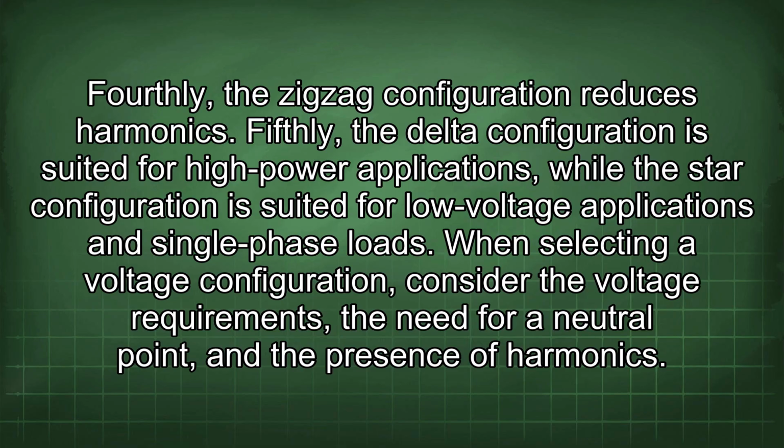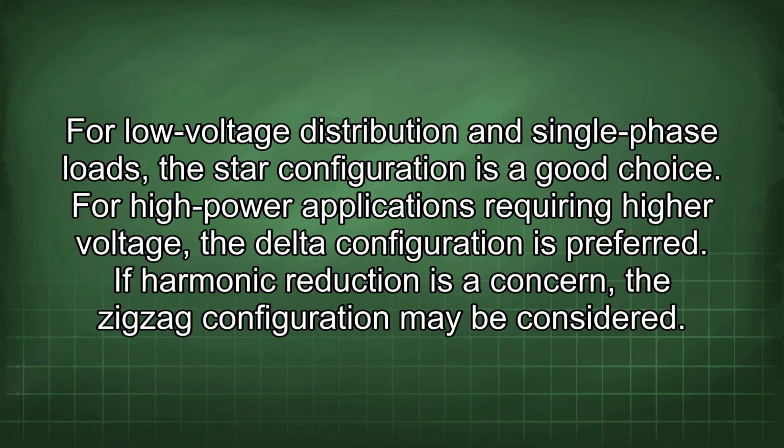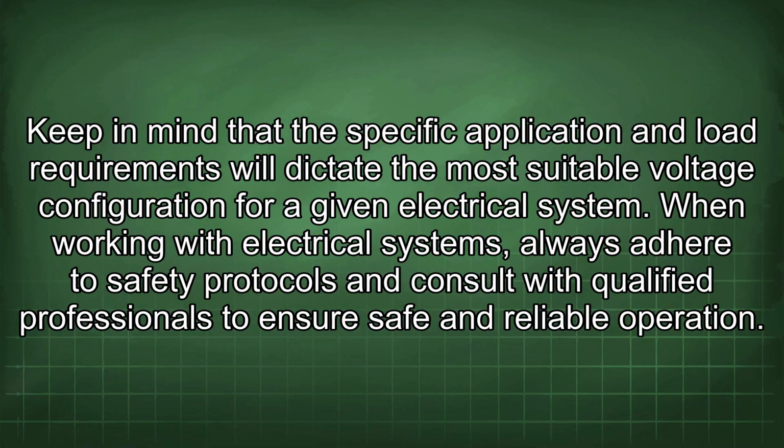When selecting a voltage configuration, consider the voltage requirements, the need for a neutral point, and the presence of harmonics. For low-voltage distribution and single-phase loads, the star configuration is a good choice. For high-power applications requiring higher voltage, the delta configuration is preferred. If harmonic reduction is a concern, the zigzag configuration may be considered. Keep in mind that the specific application and load requirements will dictate the most suitable voltage configuration for a given electrical system.